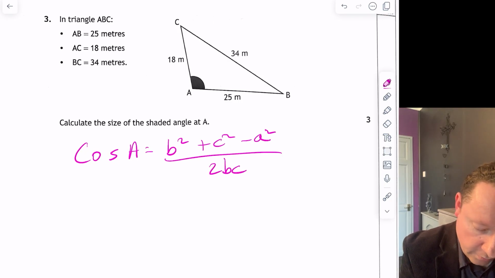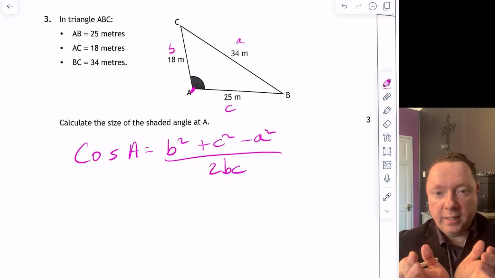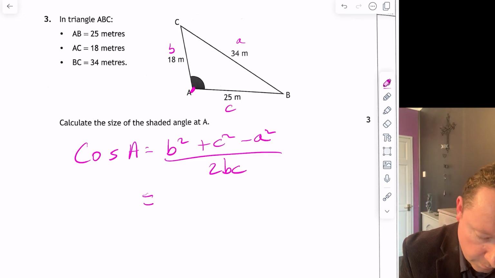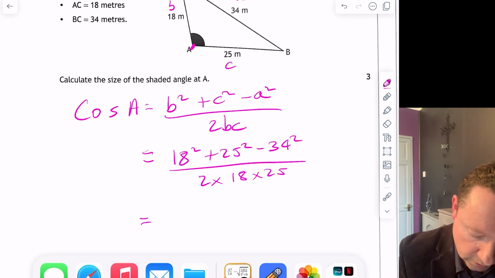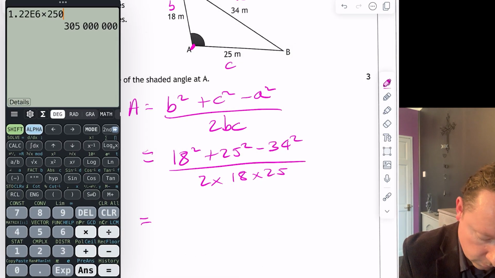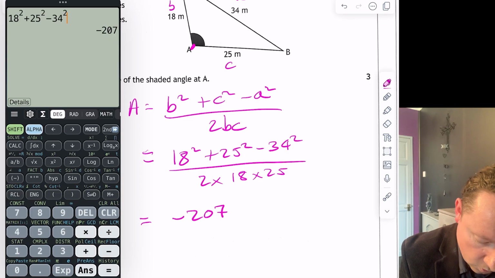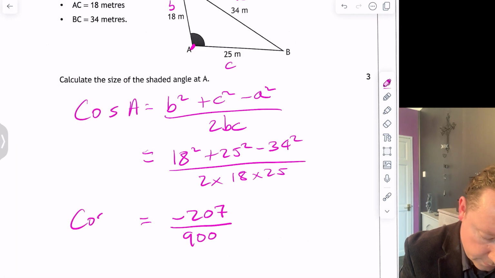SQA have been quite happy here that they're giving you a, and that's a, so that's b and c. But I don't really care about the letters usually. In between is your b and c, and the angle's in between. So it's 18 squared plus 25 squared minus 34 squared over 2 times 18 times 25. I usually work out my top and bottom separately. 18 squared plus 25 squared minus 34 squared is minus 207, all over 2 times 18 times 25, which is 900. So that's cos A.